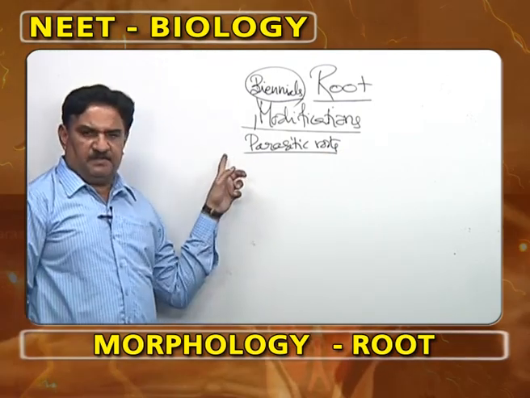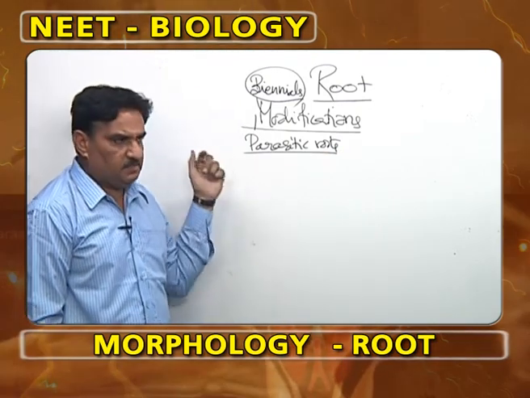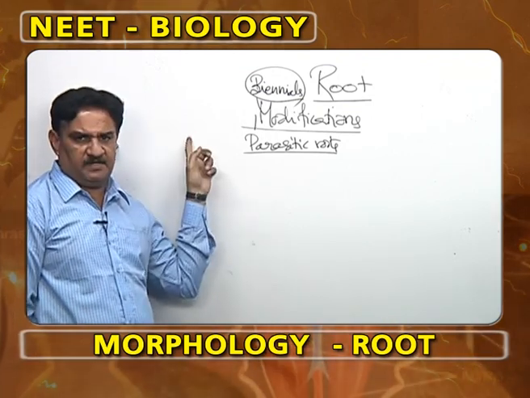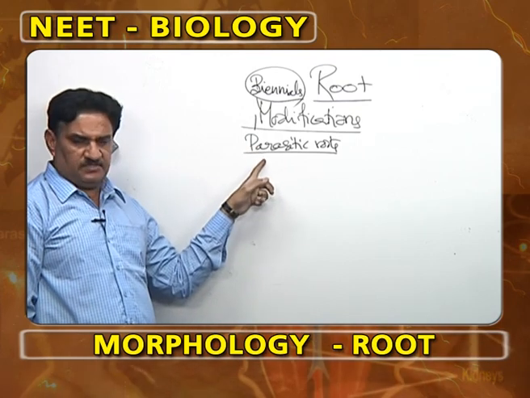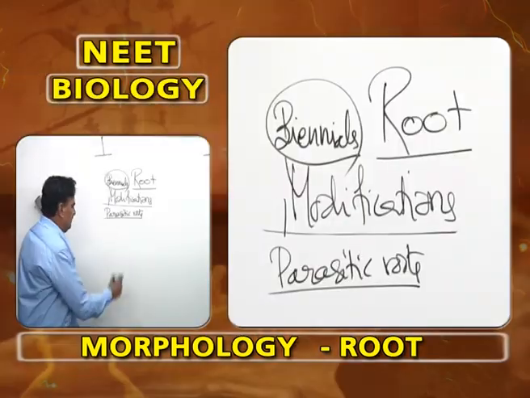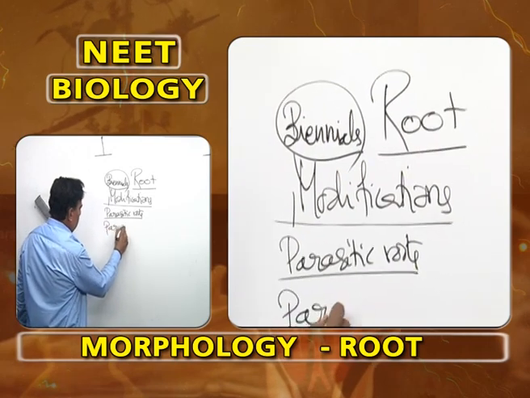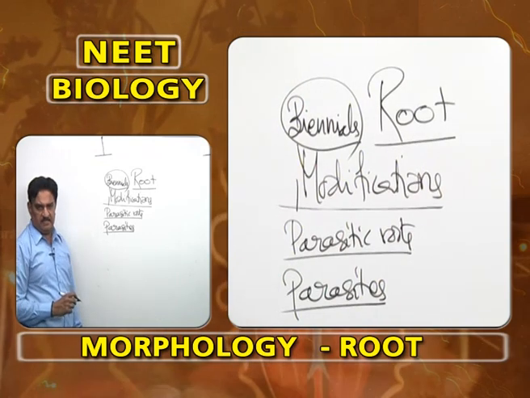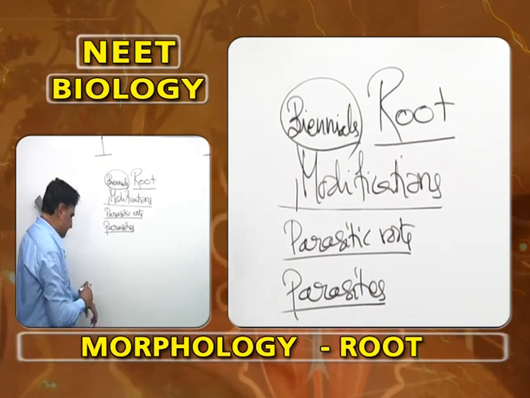Previously, I told you about epiphytic roots. The plants which depend on other plants only for mechanical support are called epiphytic plants. The plants which grow on other plants completely for food, for shelter, for support, everything, are called parasitic plants. The roots present in the parasitic plants are called parasitic roots.